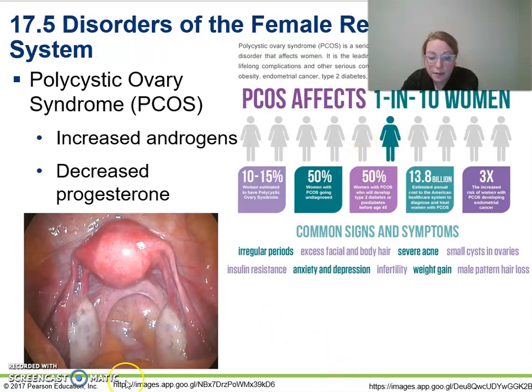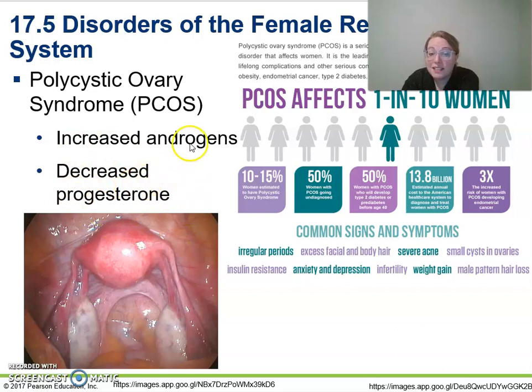Disorders. The first disorder I have listed is polycystic ovary syndrome, PCOS. So this is fairly common. About 10% of women can have this. And here you can see these cysts on the ovaries. There's the uterine tube to the uterus. And so you can have cysts without having this disease, but these cysts are caused by increased androgens, so testosterone and its derivatives, and less progesterone.